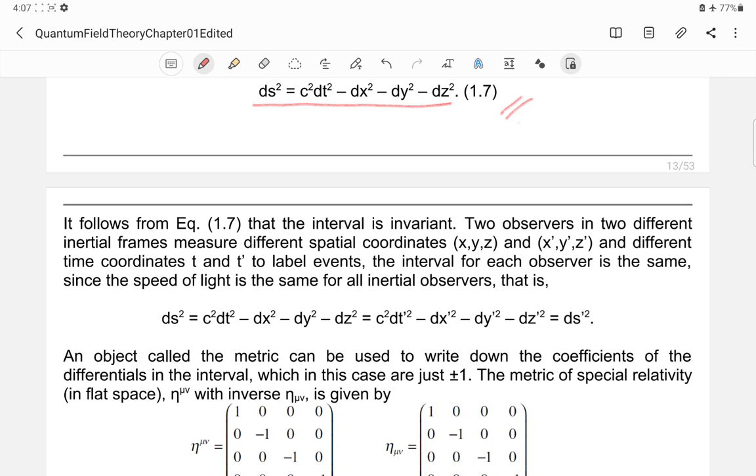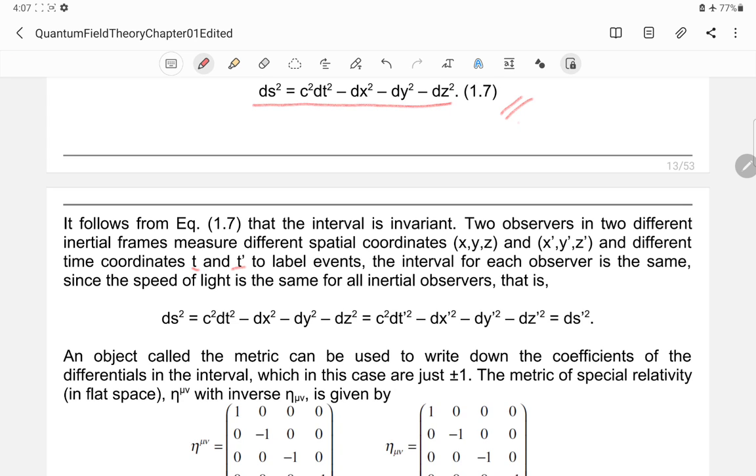Two observers in two different inertial frames measure different spatial coordinates, of course, that is x, y, z, and the other one should be x prime, y prime, and z prime. And they will also measure the same event, I'm sorry, the event, at different times because they are in different inertial frames. So this one and this one.